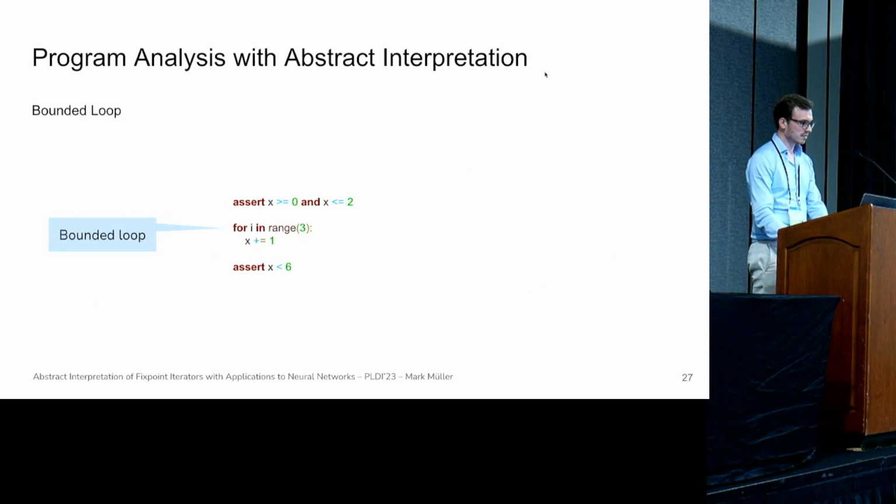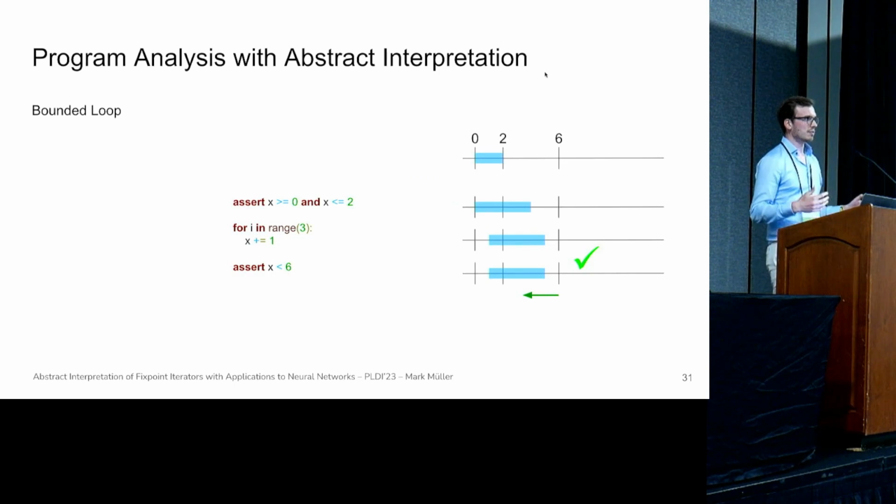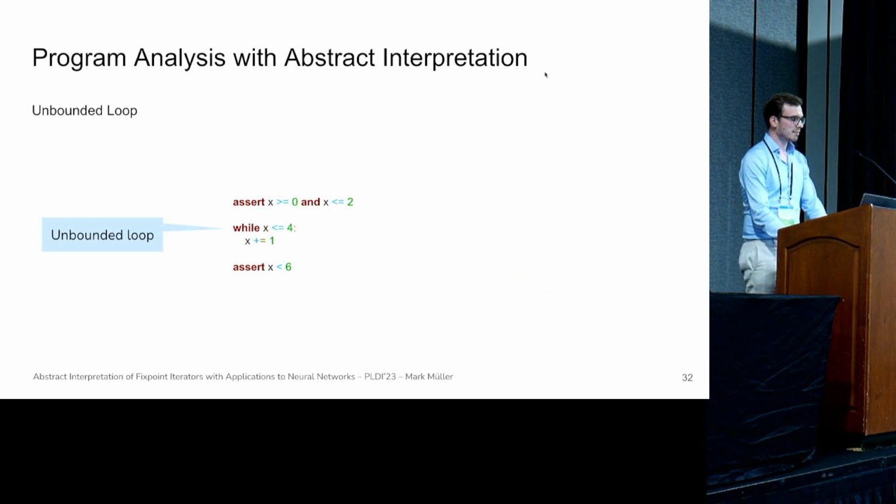the post-condition holds. For a slightly more complex problem, we have a bounded loop that we execute 3 times, and now we want to abstract the program state over each of these iterations. We can do this by joining the states at the program loop, so in this case effectively computing the union over the corresponding intervals, and after a couple of iterations, we indeed observe that the output is guaranteed to be smaller than 6. Now, for a slightly more complex problem, we have an unbounded loop. Here, we do not know a priori how many loop executions we'll do.